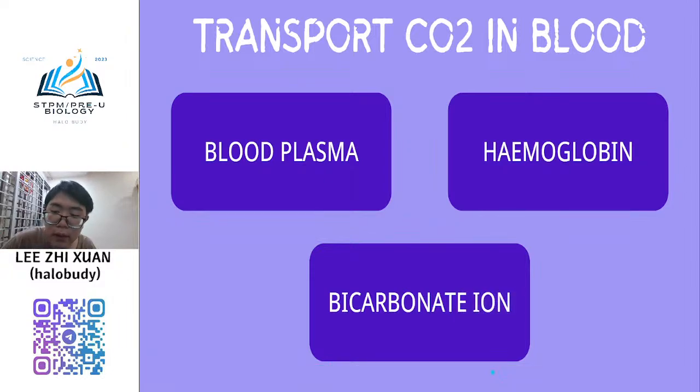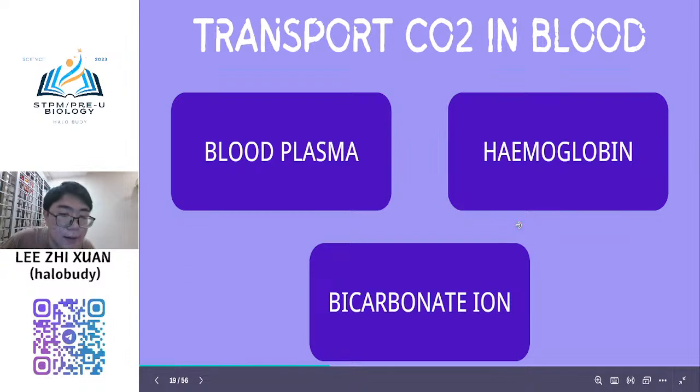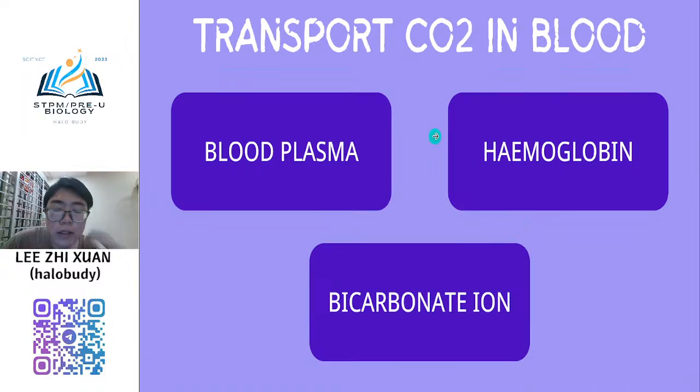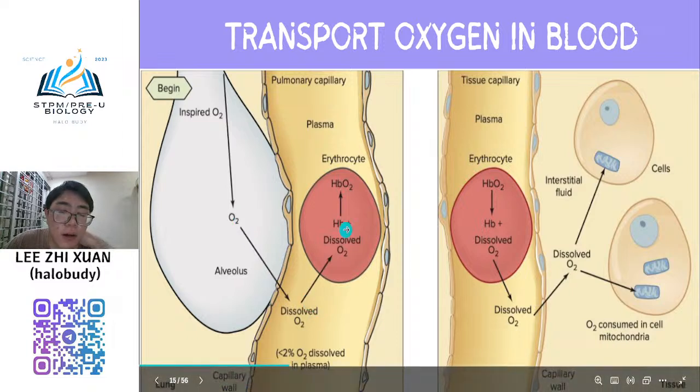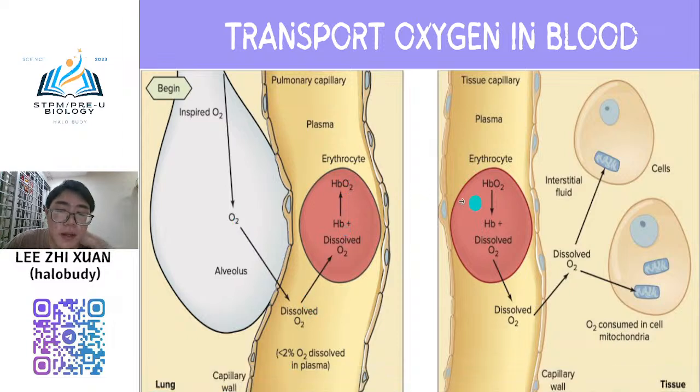Okay, so I think we can start now. We can continue now. Actually, carbon dioxide is more complicated compared to oxygen. Because for carbon dioxide we have three pathways to transport it in blood. Oxygen has only one pathway, meaning that it reacts with hemoglobin to form oxyhemoglobin, and then releases the oxygen from the erythrocyte to go to the cells.